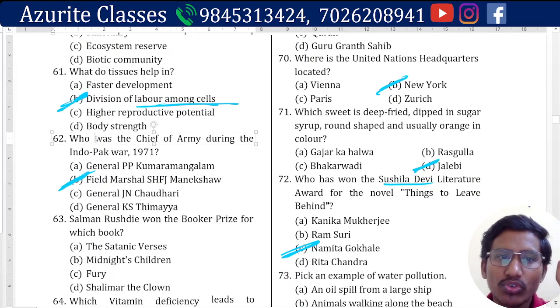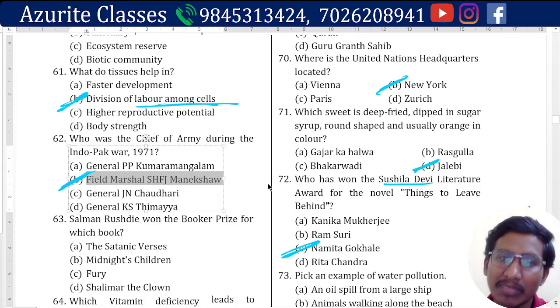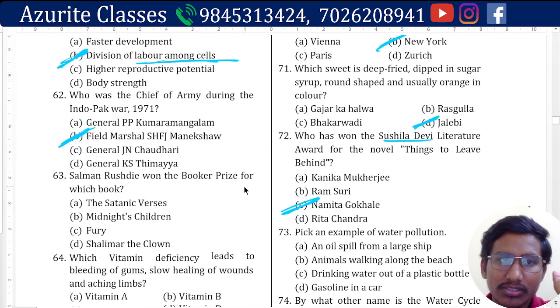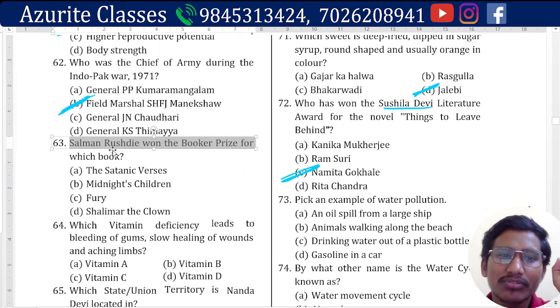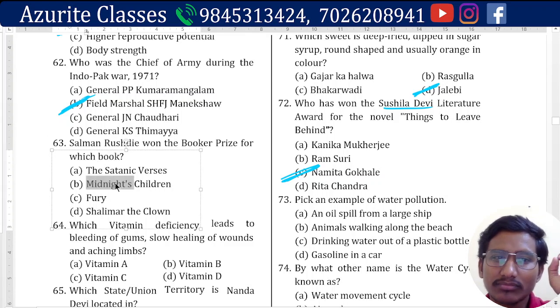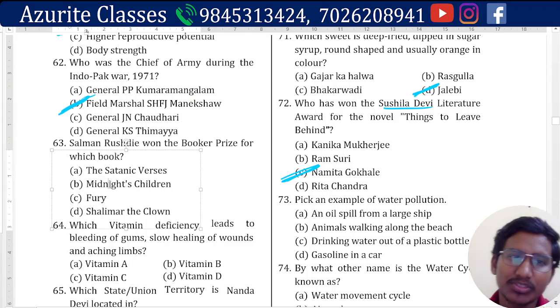Now 62, who is the chief of army staff during 1971? So Field Marshal Manekshaw was the chief, okay, army chief. So Salman Rushdie won the Booker Prize for which book? That is Midnight's Children, option B. Okay.